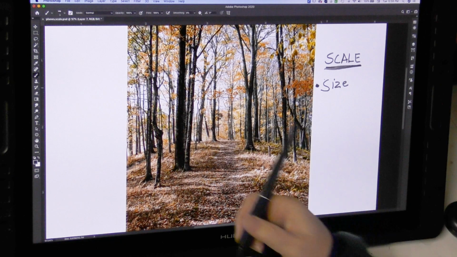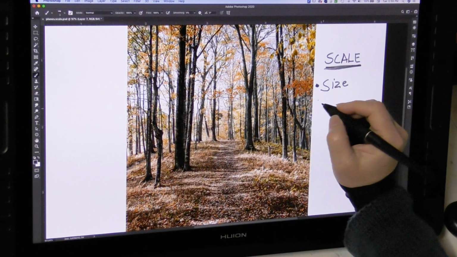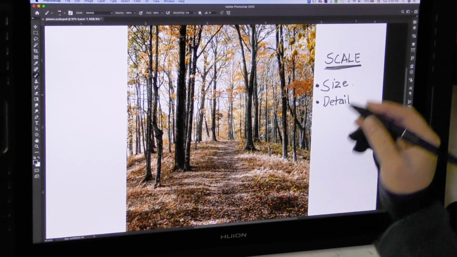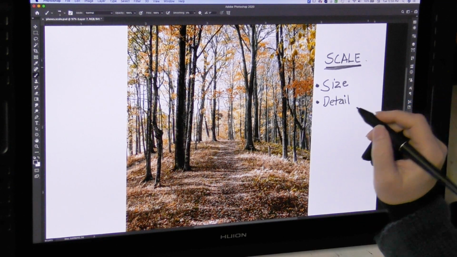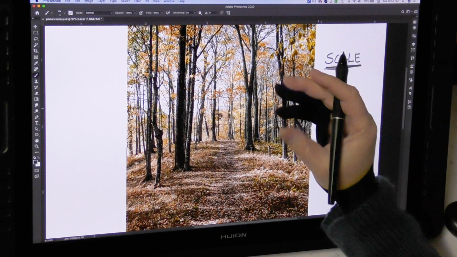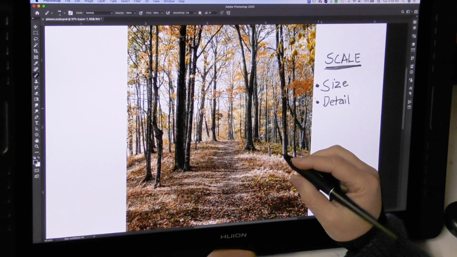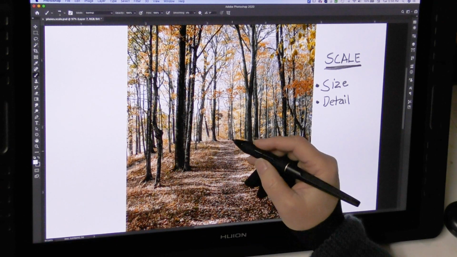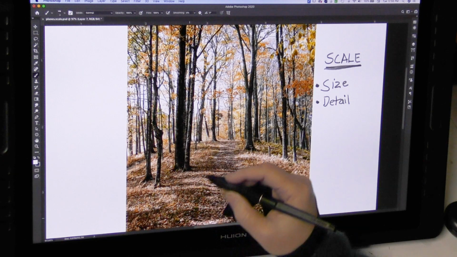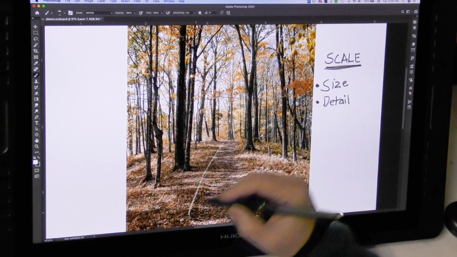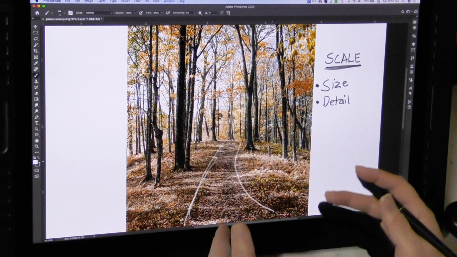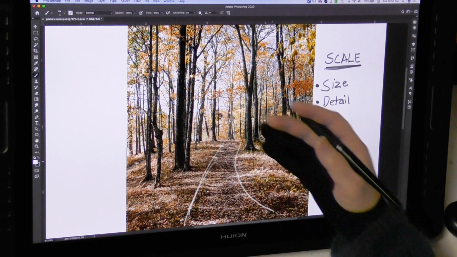Let's look at just a few more. We looked at the leaf detail, and I'm going to write that down there too, because that's a subcategory of size, I suppose: the amount of detail. Because as detail gets smaller, the less you're going to render it, the more you're going to simplify it. What else? Well, this path. Notice how it narrows, and that's a perspective issue. That's probably one of the most common perspective things that you see, a dwindling path, one that goes off in the distance, a road.